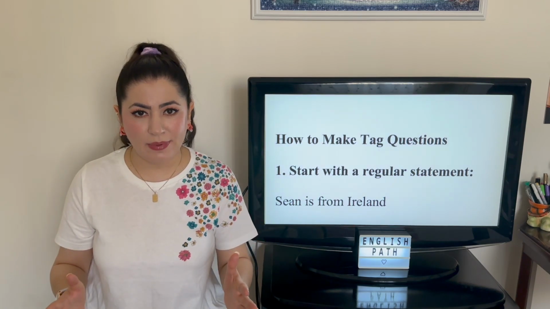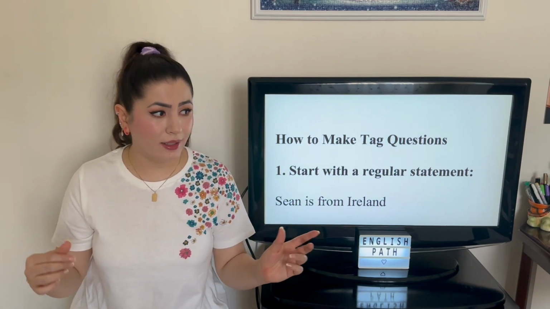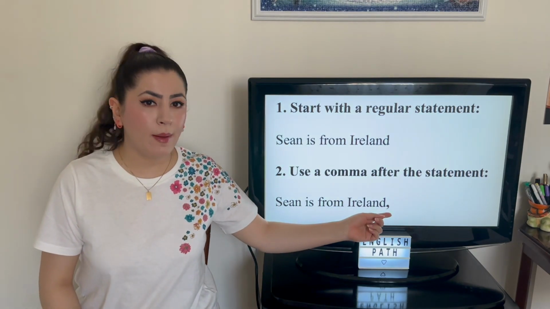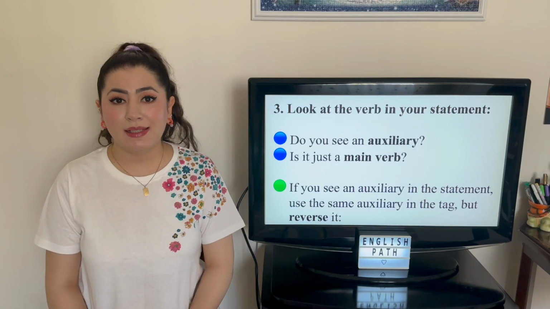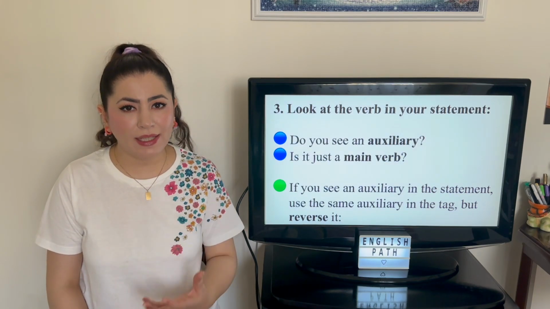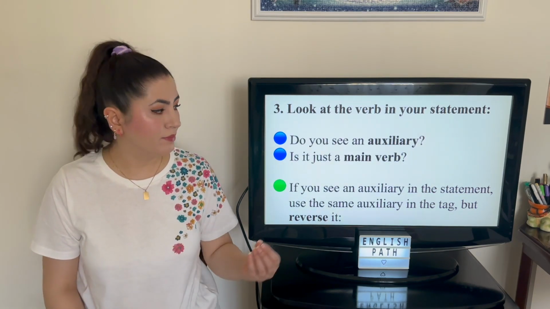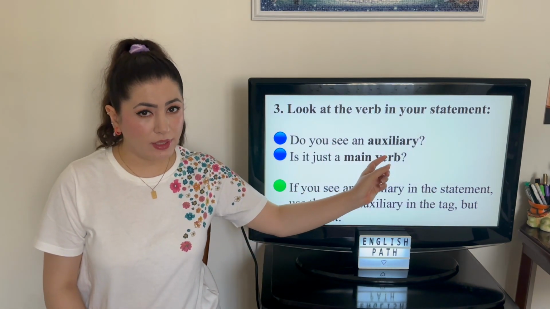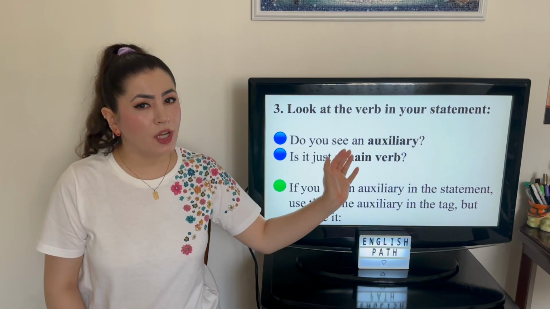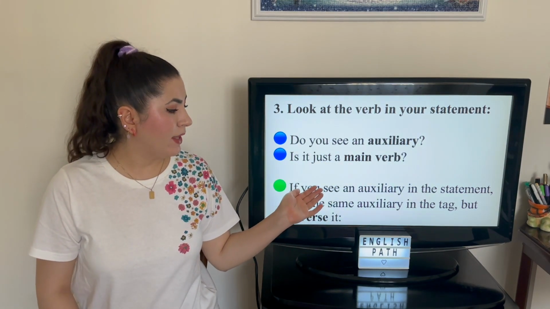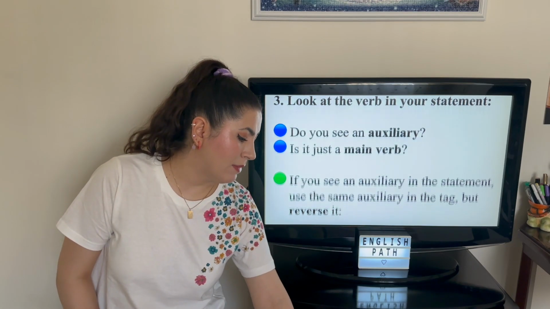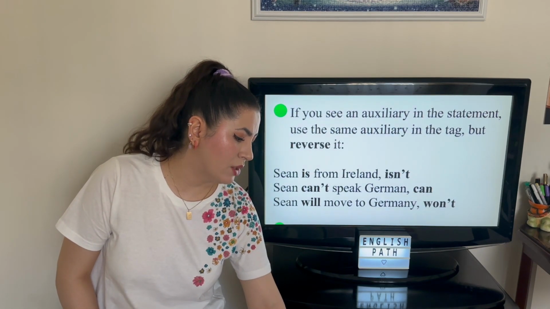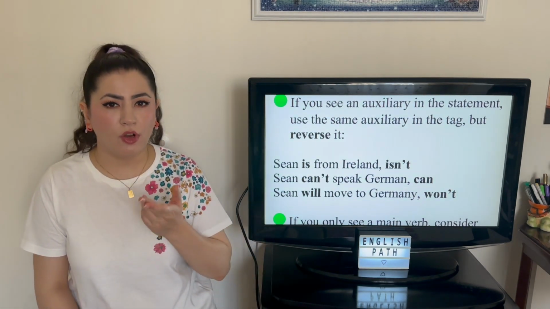The first step is to write a statement like, Sean is from Ireland. The second step is to use a comma after your statement. Step number 3 is to look at the verb in your statement. Do you see an auxiliary? Or is it just the main verb? If you see an auxiliary in the statement, use the same auxiliary in the tag, but reverse it.